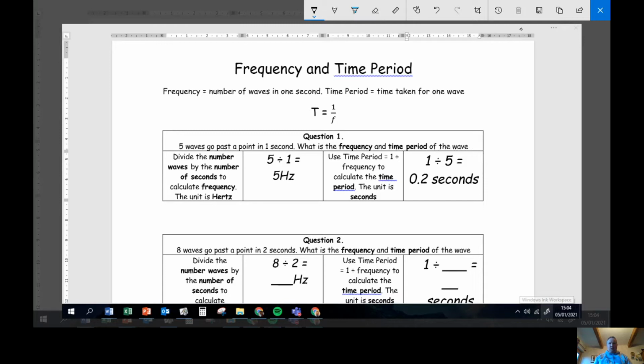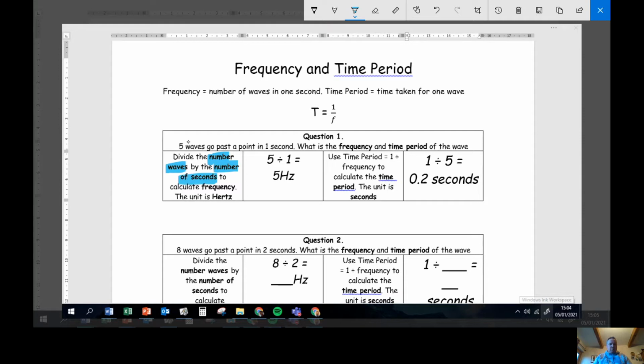Okay, if I'm going to work out the frequency and the time period, here are the two sums I need to do. First sum, working out the frequency. If I want to work out the frequency, I divide the number of waves by the number of seconds. So the number of waves divide by the number of seconds.